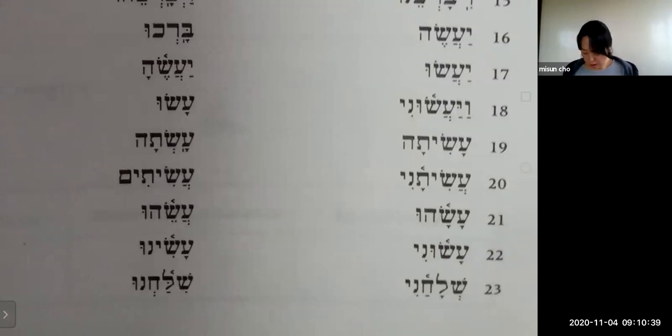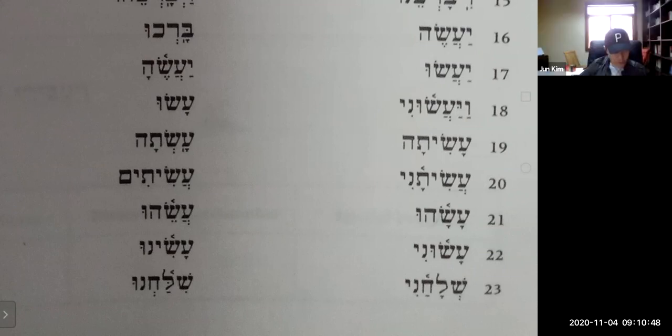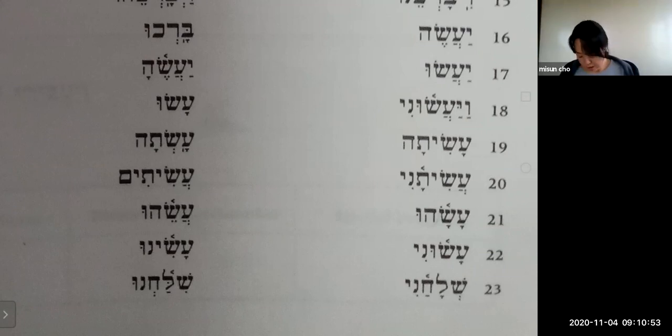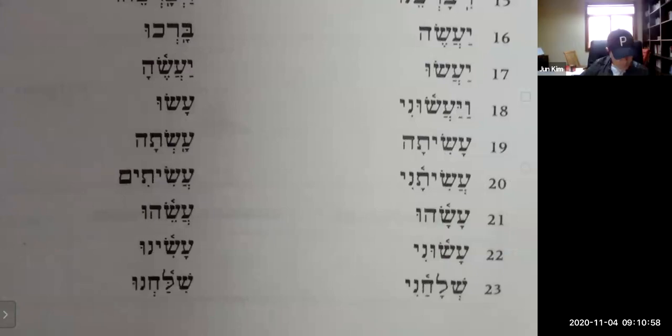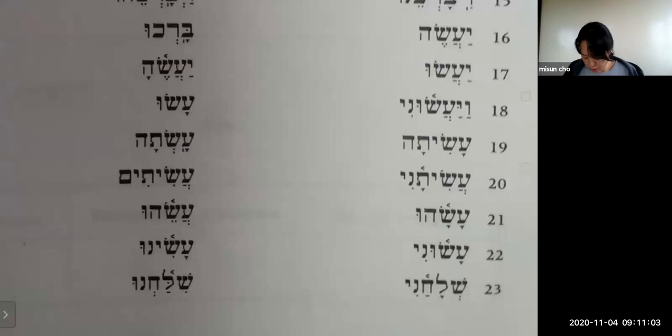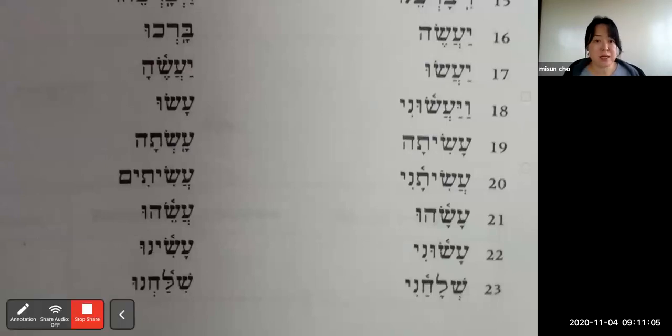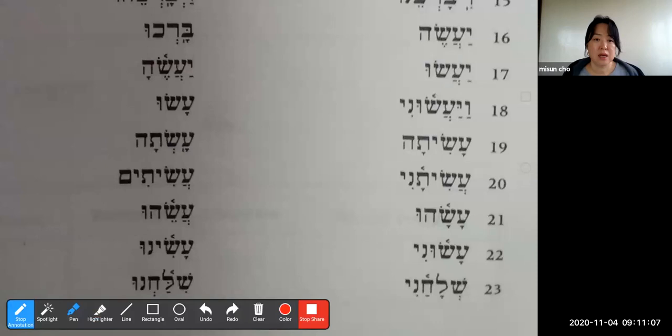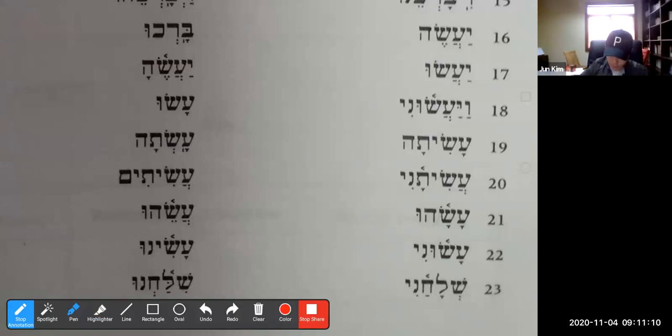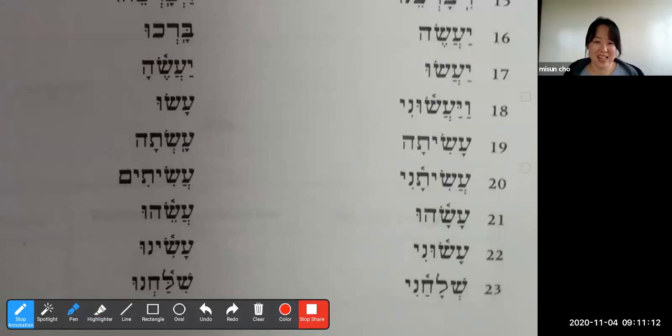Stem: Qal, form: affix, PGN: 2MSG, and special feature: 1MSG suffix. Could you do it one more time? Okay. Stem, Qal, and form, affix, and PGN, 2MSG, and special feature, 1MSG suffix. Okay. Are you sure? Yes. You said what PGN?